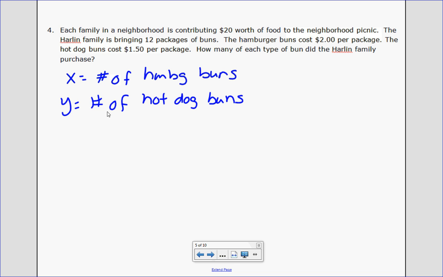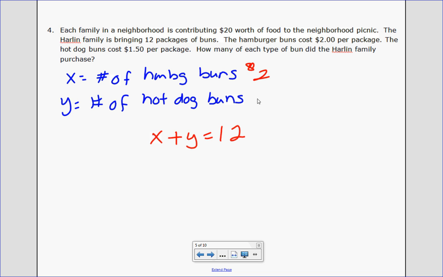Oh, it's not the number, is it? Oh, maybe it is. Hold on. Yeah, it is. Okay. The Harlan family is bringing 12 packages. So I'm going to take the hamburger plus the hot dog, and that equals 12. Now you've got to add the dollar amount to it. How much were the hamburger buns?